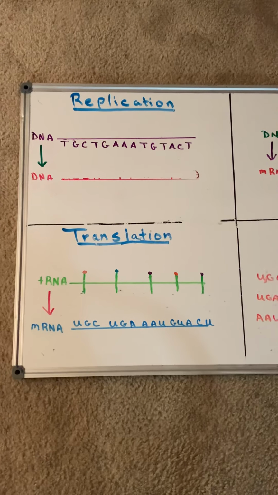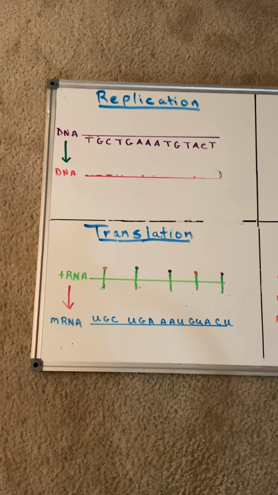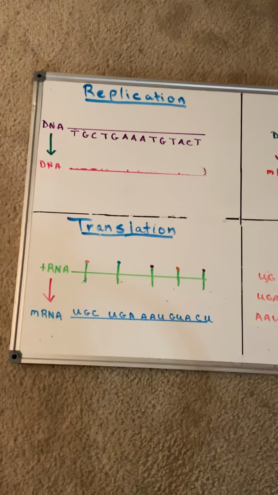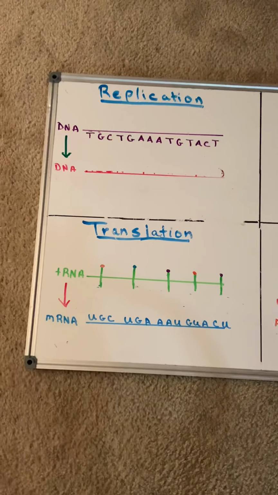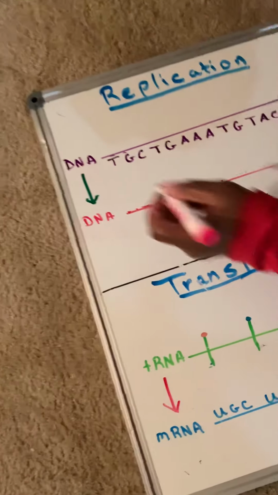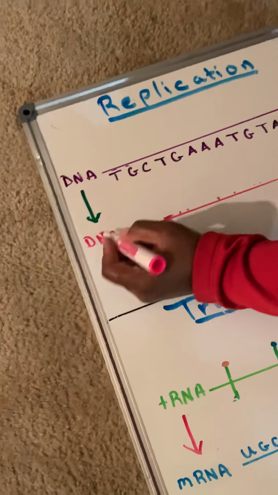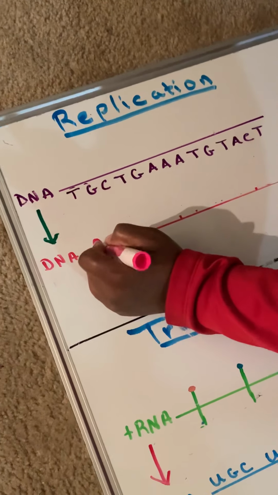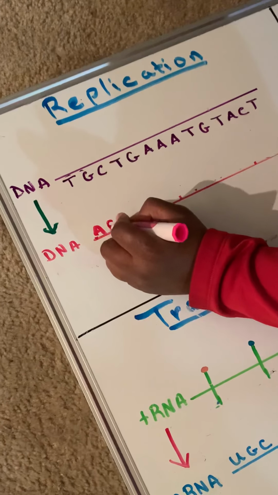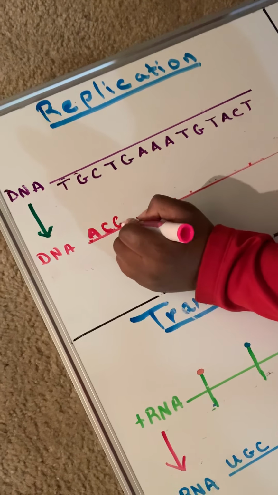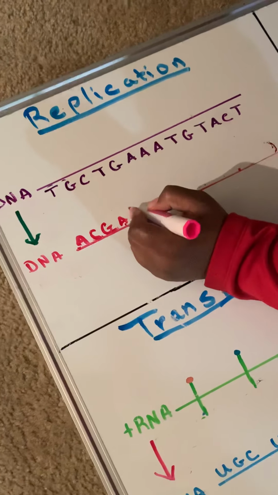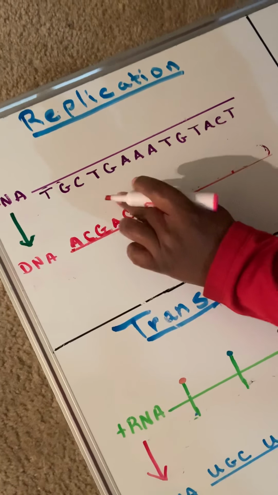And so remember, this is going to happen through complementary base pairing, which means that A is always going to pair up with T and G is always going to pair up with C. So in the old strand, we have thymine, a T, and so in the new strand, we're going to have A, and we have G here, so we're going to have C. We have C here, so we're going to have G. We have T here, so we're going to have A. We have G here, so we're going to have C.